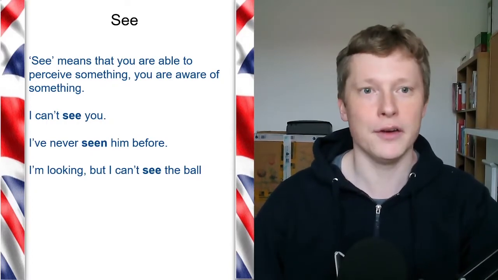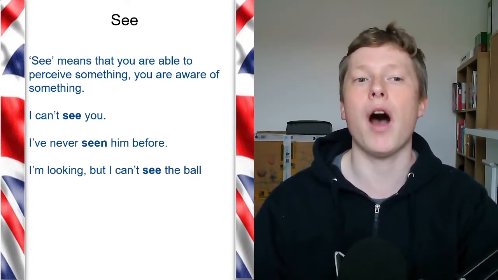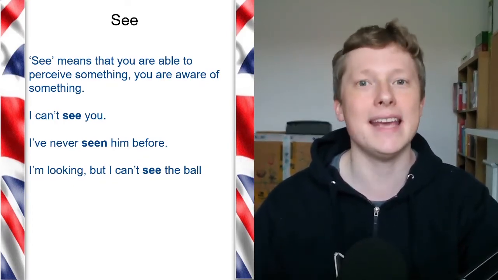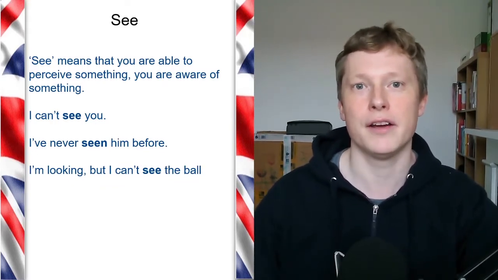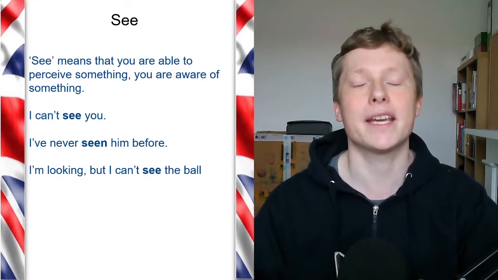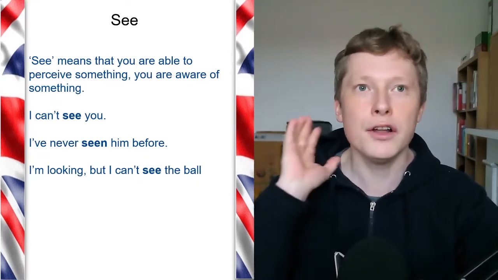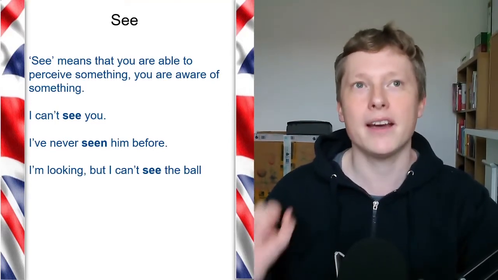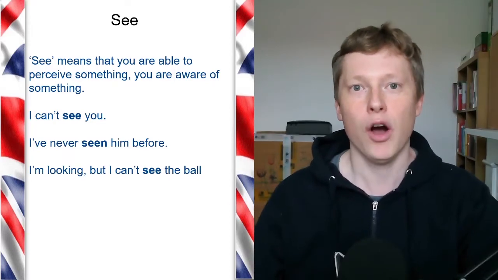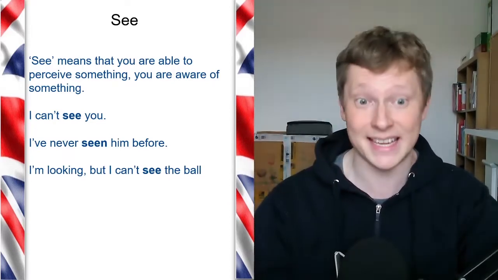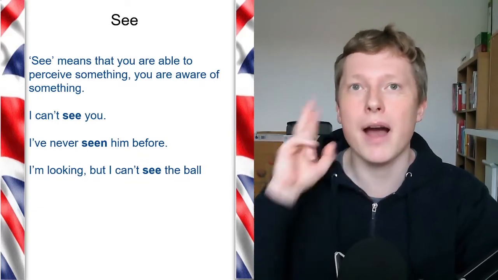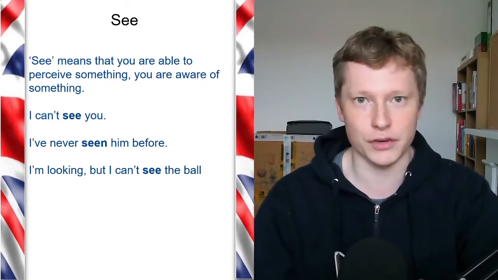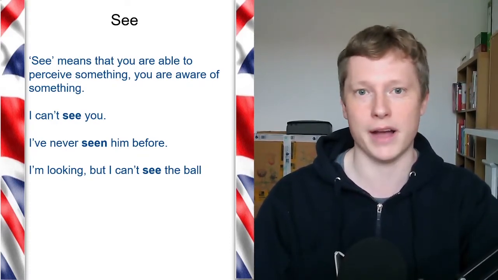What's the difference between look and see? Well, see means that you are able to perceive something. You are aware of something. So see can sometimes be the result of look. For example, I'm looking, but I can't see the ball. So looking means my head is in this direction. I'm looking around, I'm searching, but I can't perceive it. I'm not aware of the ball, my eyes cannot see it. It means my head is in this direction, my eyes are pointing in this direction, but I can't see the ball. Maybe the ball is too far away, maybe it's too small, or I just haven't seen it yet.